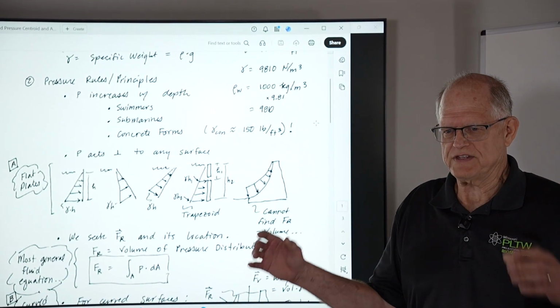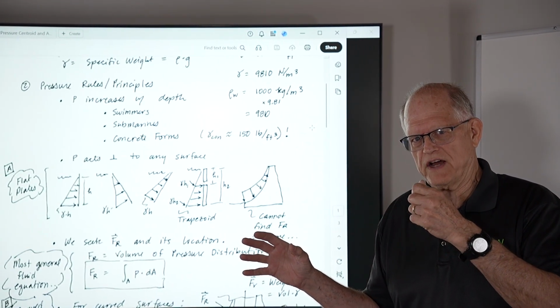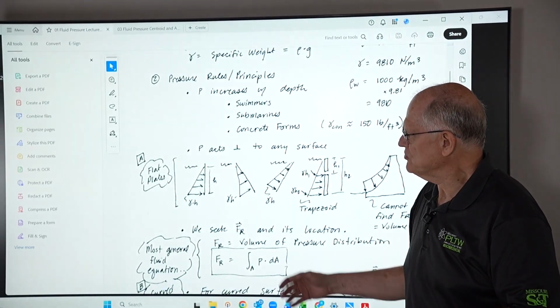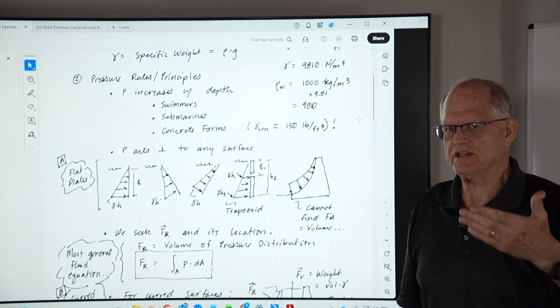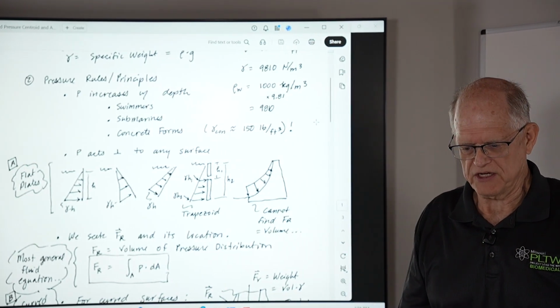So it's in the centroids chapter because ultimately what we're looking for is to find the resultant force, which is basically the volume of that pressure distribution, and then we're looking for its location, and it's basically the centroid of that distribution. And so that's why it's in the centroids chapter.